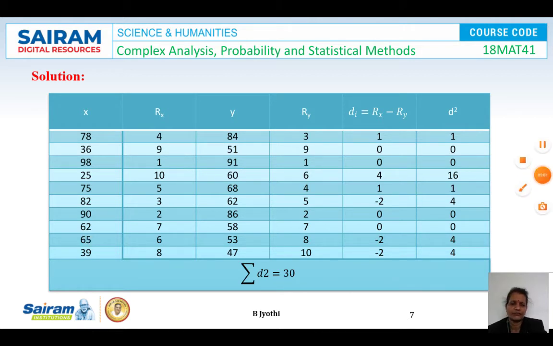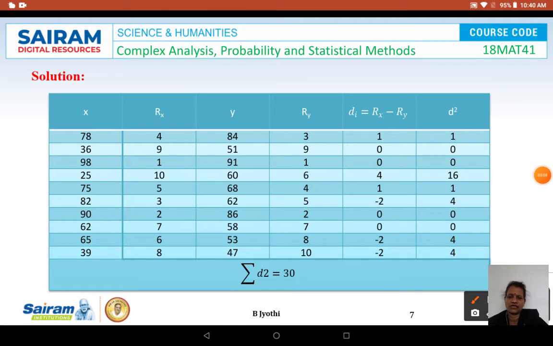As usual, the highest will be given the first rank. When we look into the X column, we have 78, 36, etc. In this, the highest is 98, so 1 is the rank. The second highest is 90, so this is the second rank. The next highest is 82, so it is the third rank. The next highest is 78, which gives 4. And 75, which is 5. Next 65, which is 6.